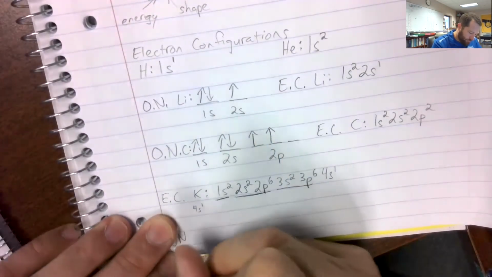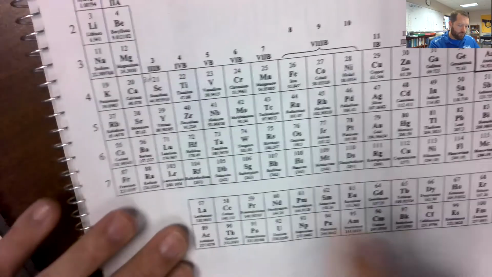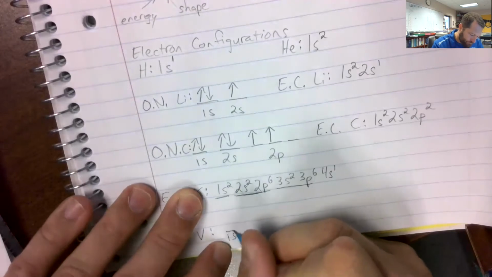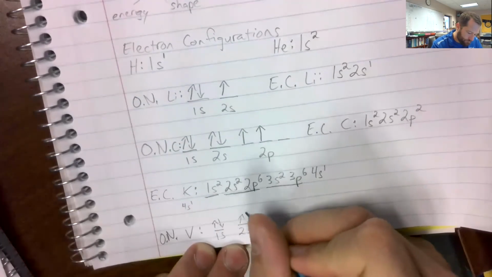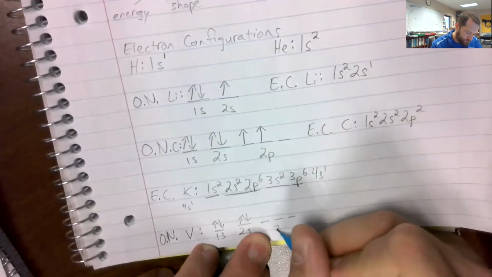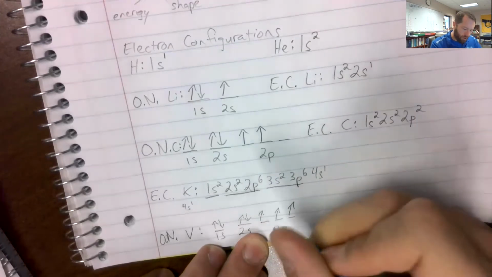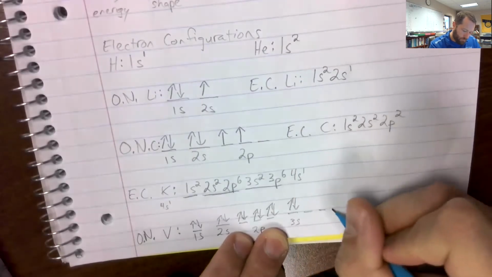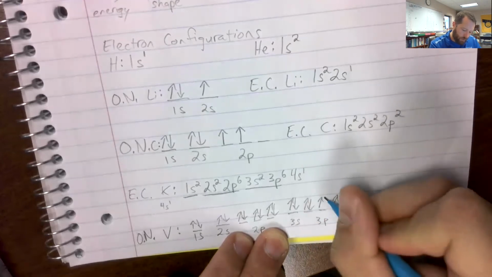The orbital notation for vanadium. Here's vanadium, number 23. And follow that bus seat rule. Up, up, up. Down, down, down. Up, up, up. Down, down, down.